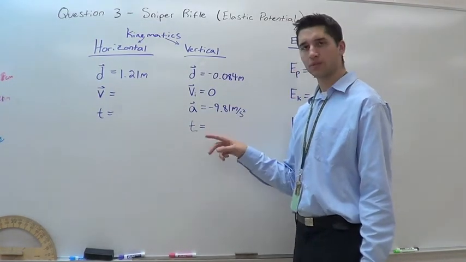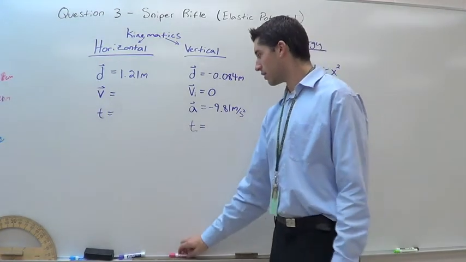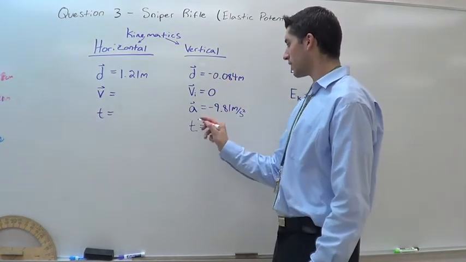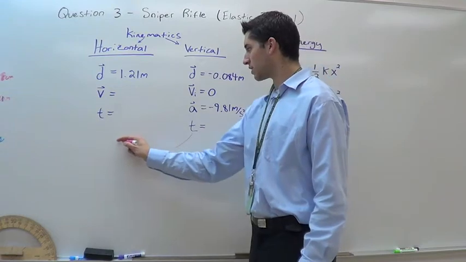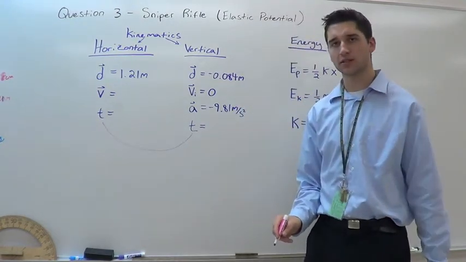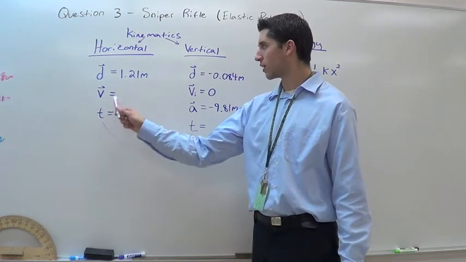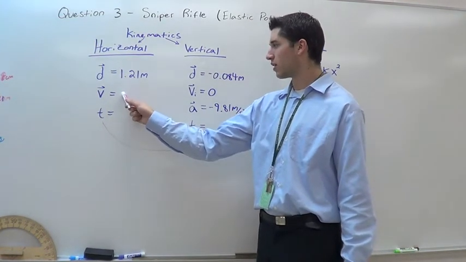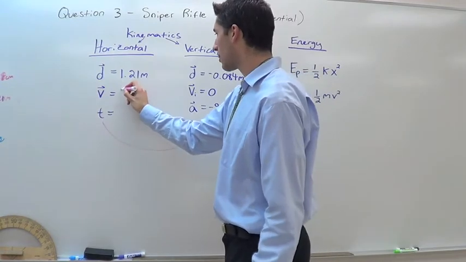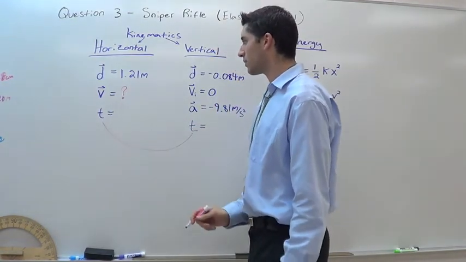to fall. Once we have that time, it's important to note that the time it takes to fall is the same as the time it has to travel in the horizontal direction. So knowing this time, we can plug it in over here in our horizontal direction and solve for our velocity here. So this is what we want to find.